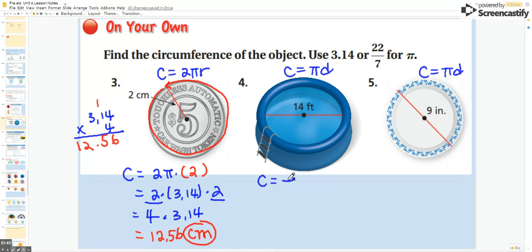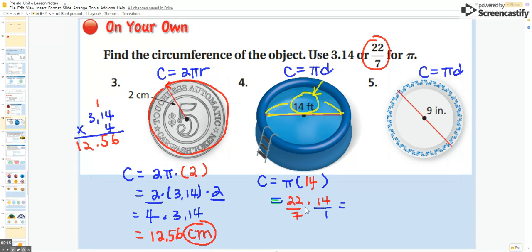And now I'm going to use pi d. So d, diameter 14. So you have 14. This, you see the whole line. That means this is a diameter. Okay, and I think you see the 14 is a multiple of 7. So I'm going to use 22 over 7 for pi, and you multiply by 14, and you make it over 1.